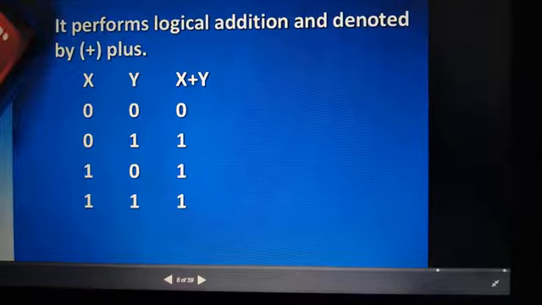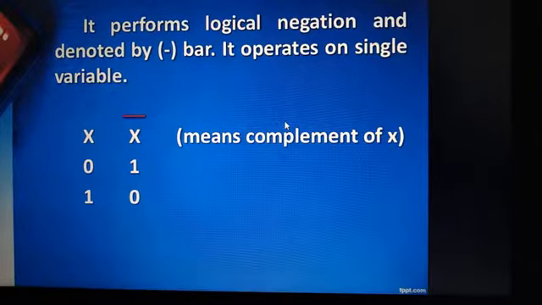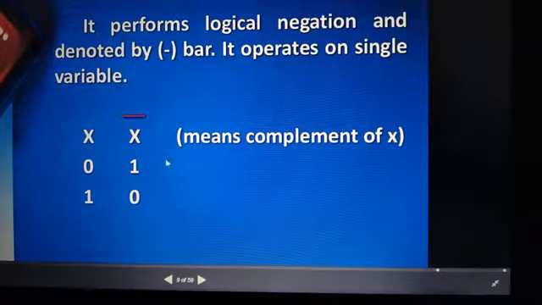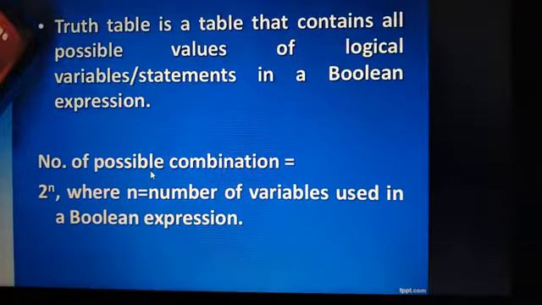Now see here also, there is only one variable, so 2 power 1 is equal to 2. So 2 values are used in this truth table. This is exactly the same thing that is written here. 2 power n, where n is the number of variables used in a Boolean expression. And what is a truth table? A truth table is a table that contains all possible values.